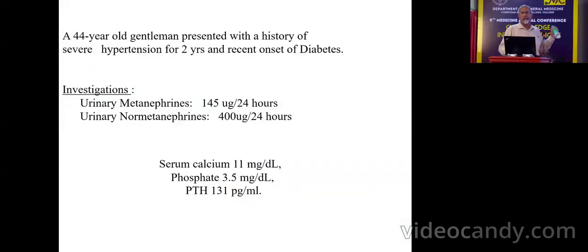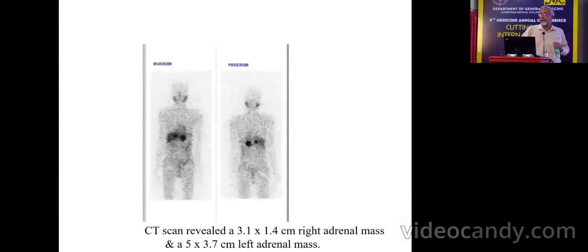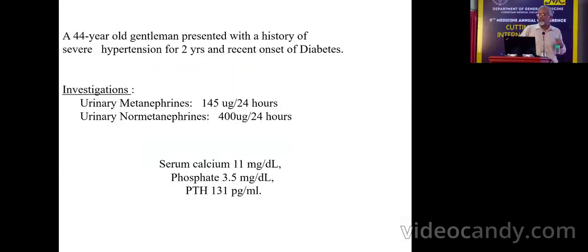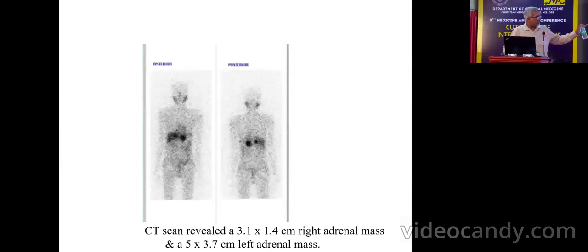A 44-year-old gentleman with a history of severe hypertension for 2 years and recent onset of diabetes. Urine metanephrines and normetanephrines are actually unremarkable here. The hypercalcemia is present with a non-suppressed parathyroid hormone. You know your diagnosis is obvious, with the parathyroid tumor here. Also, on the MIBG scanning, you can see bilateral adrenal tumors on both sides.